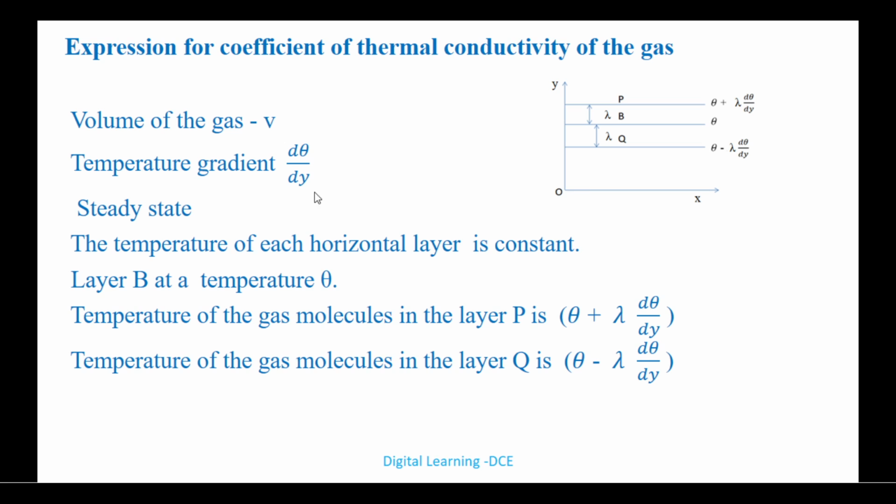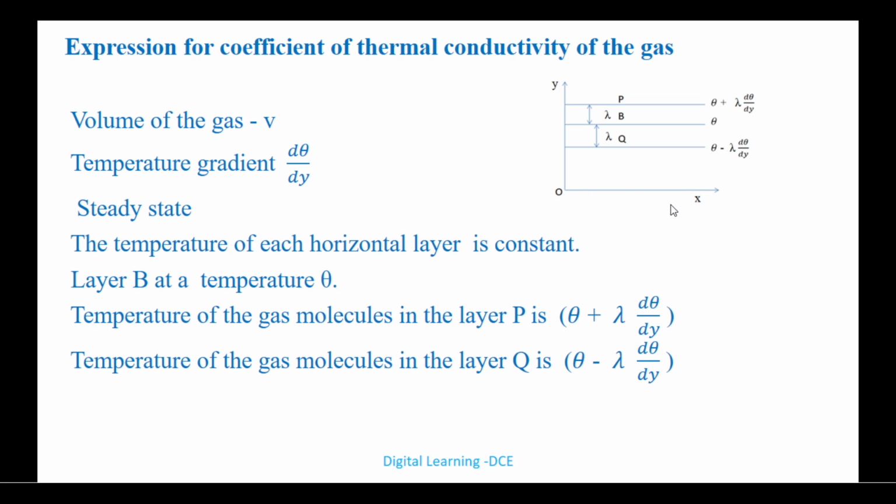Here the term d theta by dy represents the temperature gradient, that is nothing but the difference in temperature between the gas layers. Let us assume that the gas is made up of a large number of closely spaced layers, and let us consider the gas layer at B, which is at a certain distance from the reference axis.